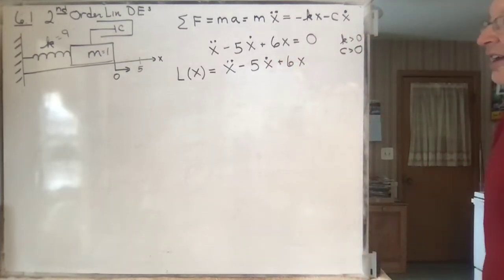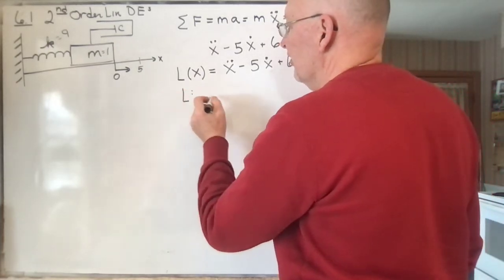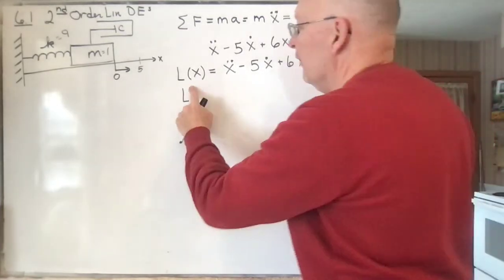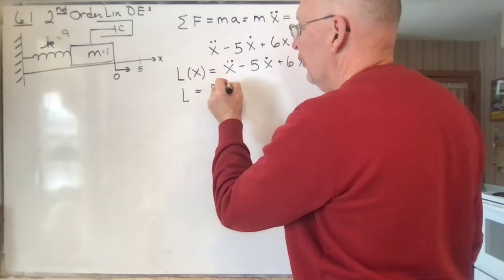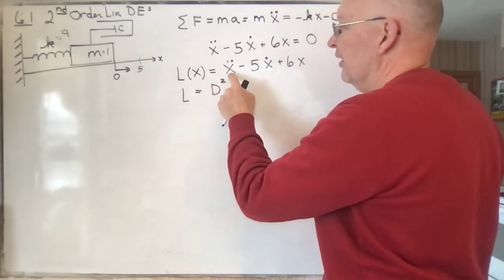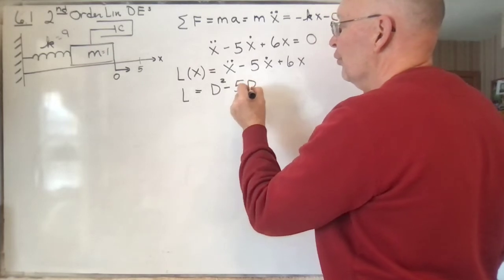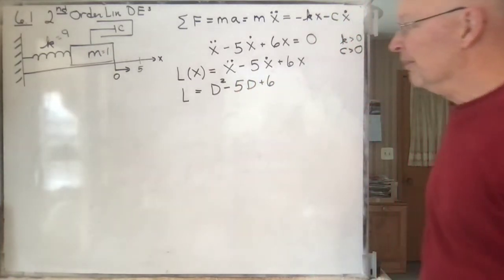That's what it does to x. So if you want to just express what L is, you'd say L is this. And again, I'm following the book. If you were just to express it, you'd say L does this. D stands for the derivative. It takes the second derivative of something, then it subtracts 5 times the derivative of that thing, and then it just adds 6 times that thing.